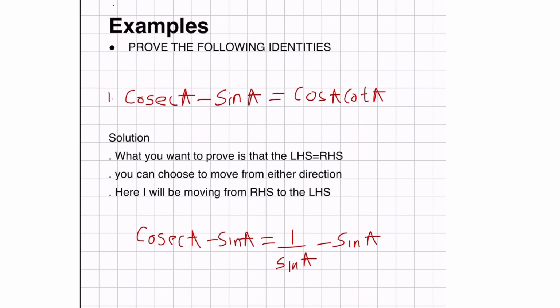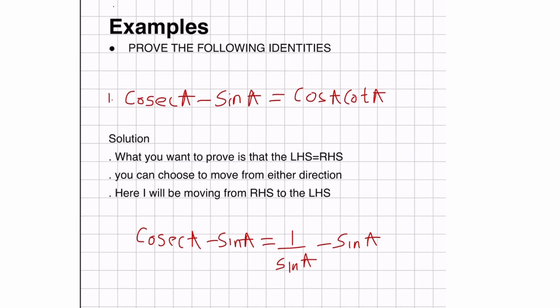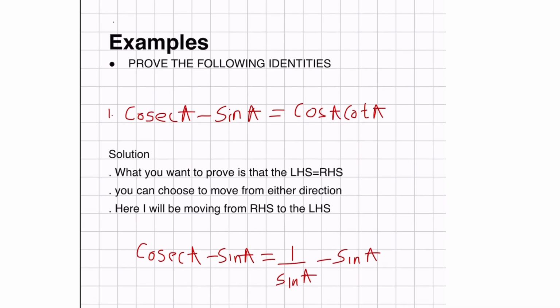It's saying cosec A minus sine of A is equal to cos of A cot of A. So when proving identities, it's entirely up to you. It's your own decision whether you want to work from the left hand side going to the right hand side, or you want to do it the other way around. That is what we mean here by saying you can choose to move from either direction.